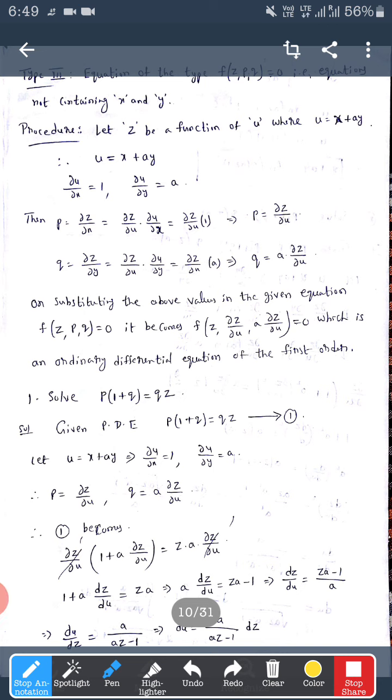In the previous video, we learned how to solve a nonlinear partial differential equation of type 1 and type 2. Now, in this video, we are going to learn how to solve nonlinear partial differential equation of type 3. So, how to recognize whether it is type 1, type 2 or type 3.